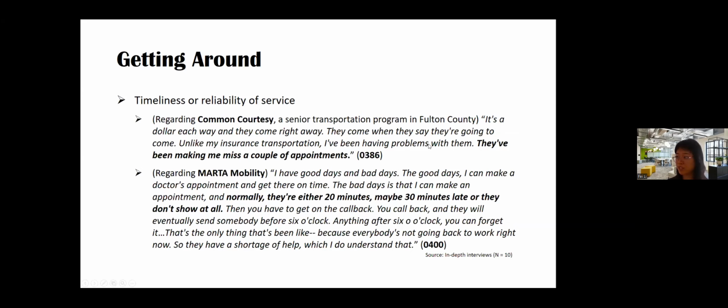So here she's talking about the insurance transportation. I've been having problems with them. They've been making me miss a couple of appointments. And for MARTA Mobility, again, there are good days and bad days. On a good day, I can make 2 appointments. On a bad day, I'm either late or I just can't make it.